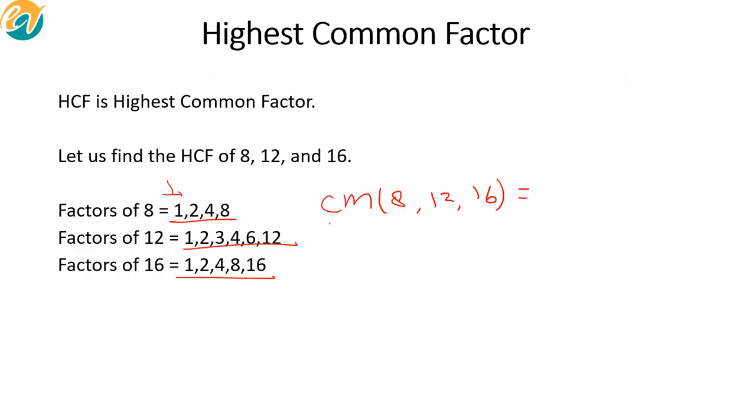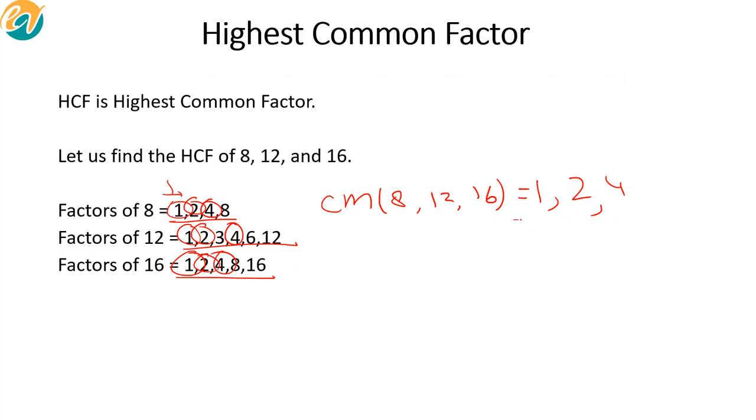One is obviously a common factor, right? What else is a common factor? Notice 2 is a common factor. A common factor is a number that is a factor of 8, a factor of 12, and a factor of 16 as well. Anything else? Yes, 4 is also a common factor. And we have no other common factors.